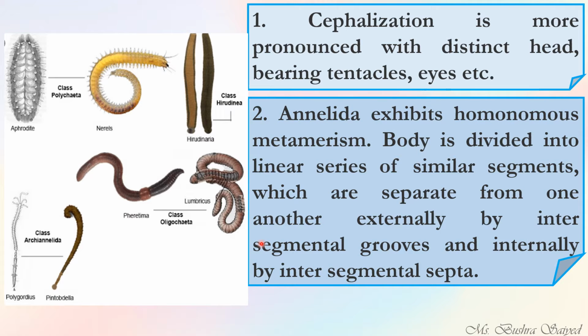Annelida has homonomous metamerism. We have already studied homonomous metamerism. It means that the segments will be similar. The body is divided into a linear series of similar segments which are separated from one another externally by intersegmental grooves and internally by intersegmental septa. So annelids basically exhibit the most pronounced feature of metamerism.